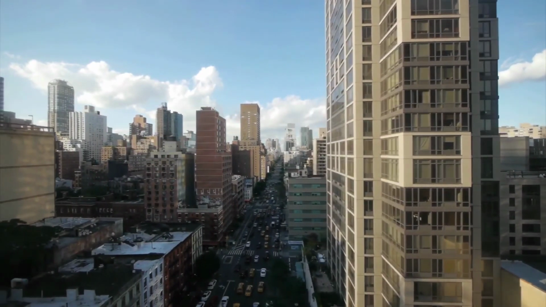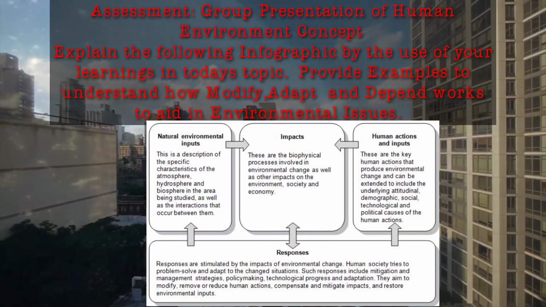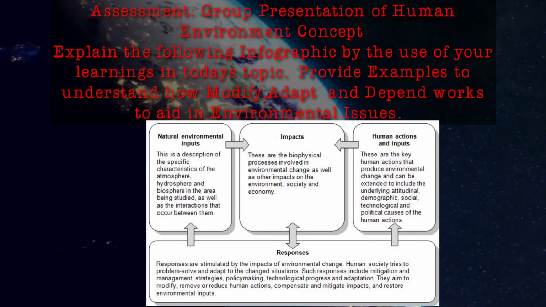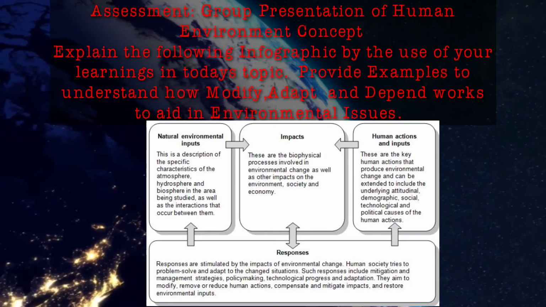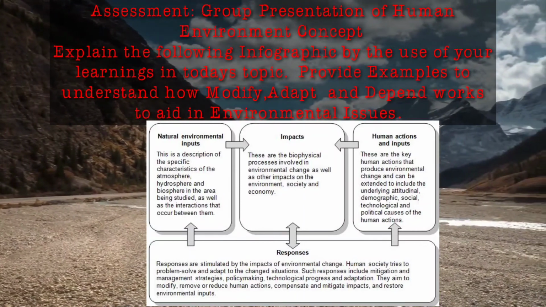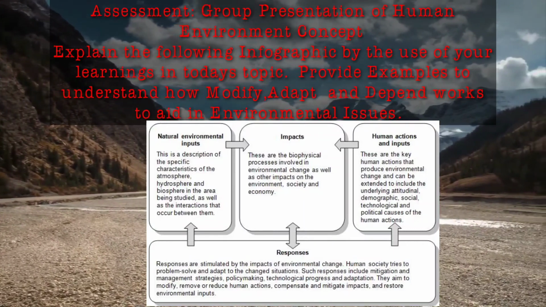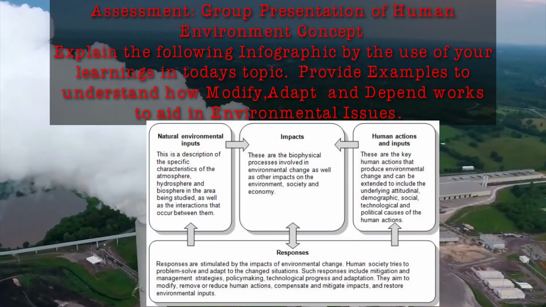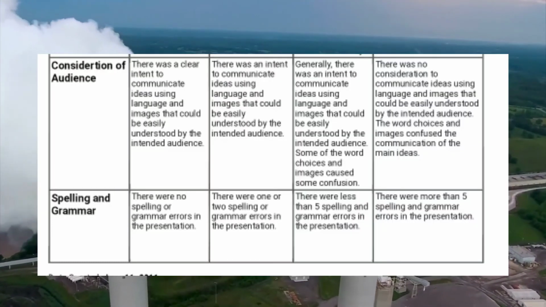For your assessment, we will have a group presentation of the human environment concept. You are going to explain the infographic that has been presented here on your screen by the use of your learnings in today's topic. Provide examples to understand how modify, adapt, and depend work to aid the environmental issues. This will be the rubric for grading that will be used for this entire activity.